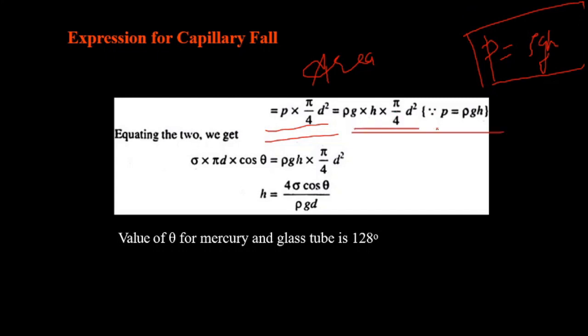Now this force is equated with the surface tension force. So what is the value of h? We will get 4 sigma cos theta by rho g d. It is the expression for capillary fall. The theta for mercury and glass tube is 128 degrees. Remember that, it is important for GATE. Okay, we will see some examples.